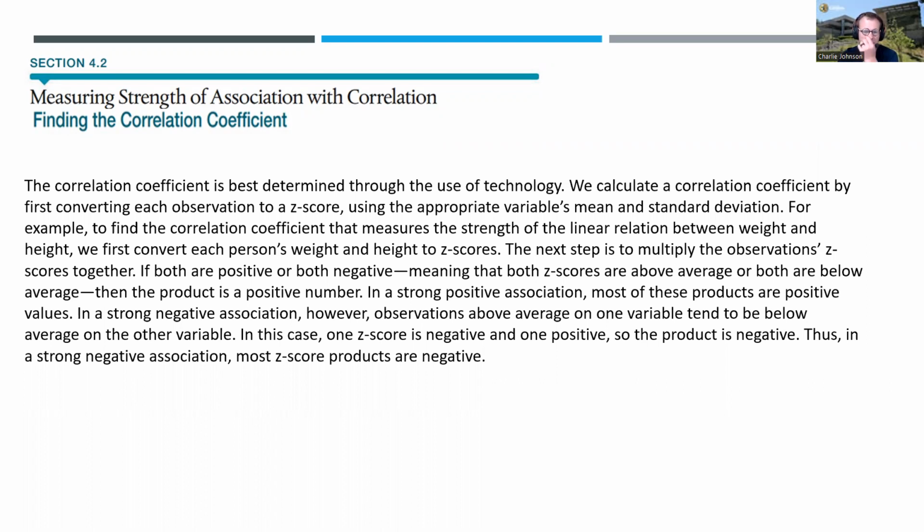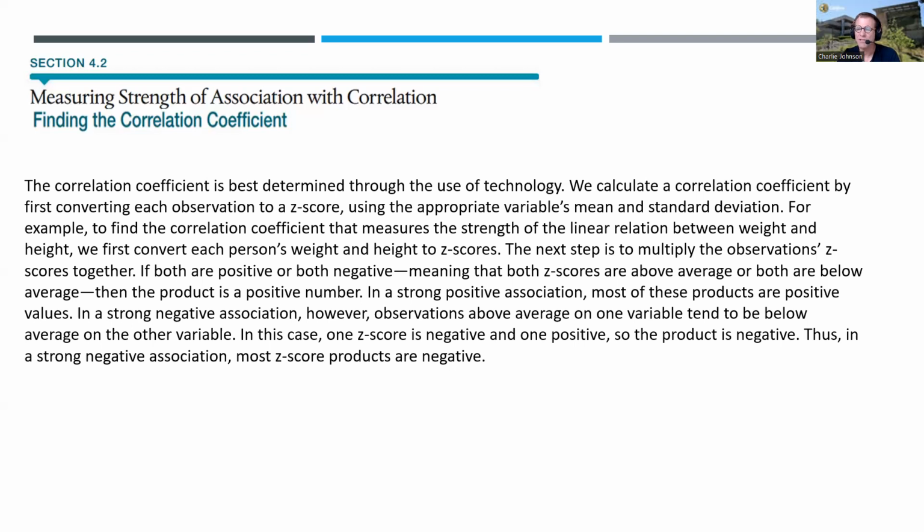We calculate a correlation coefficient by first converting each observation to a z-score using the appropriate variable's mean and standard deviation. For example, to find the correlation coefficient that measures the strength of the linear relationship between weight and height, we first convert each person's weight and height to z-scores.